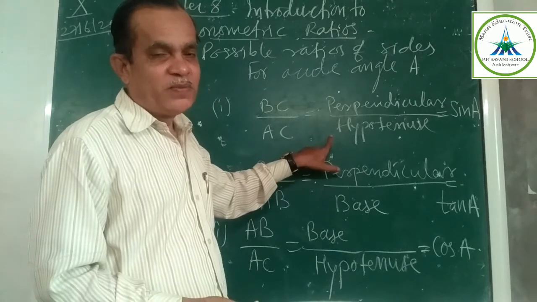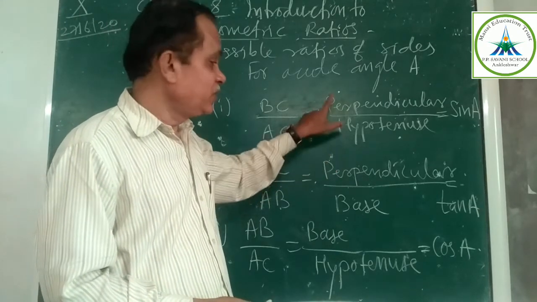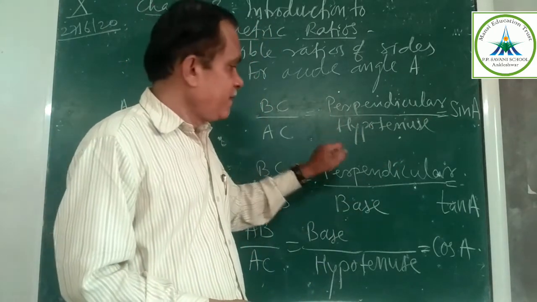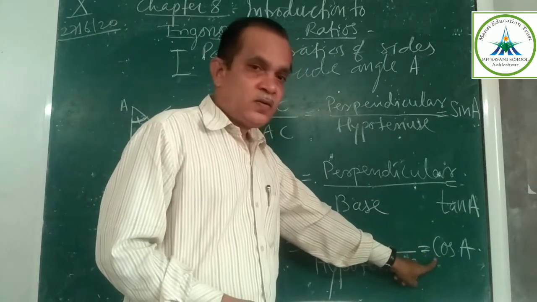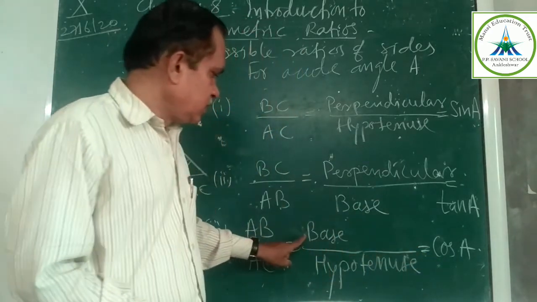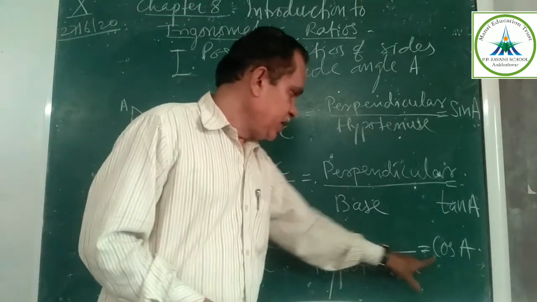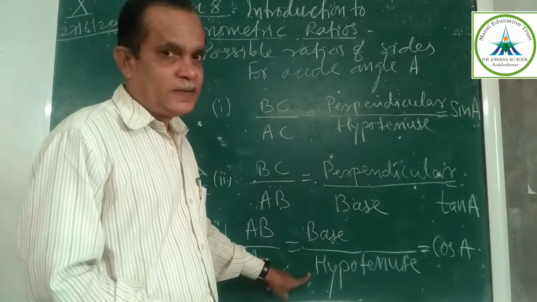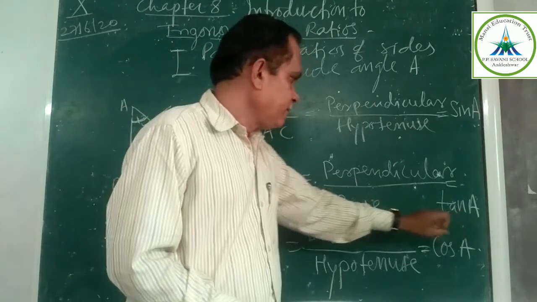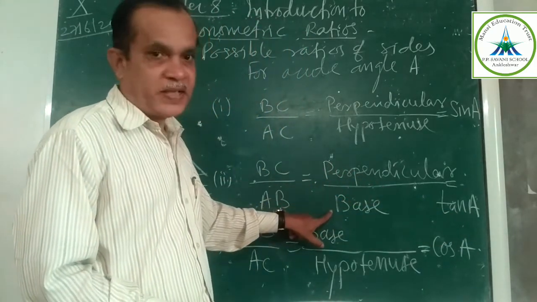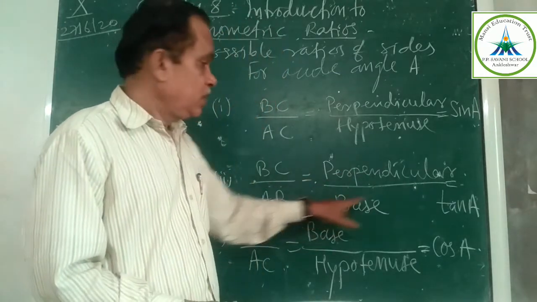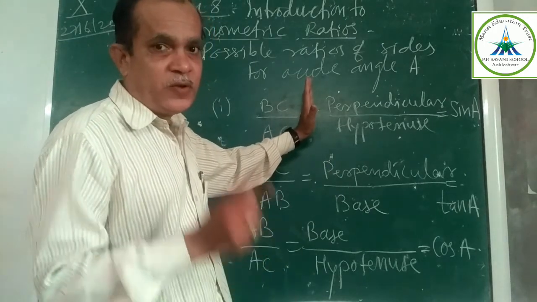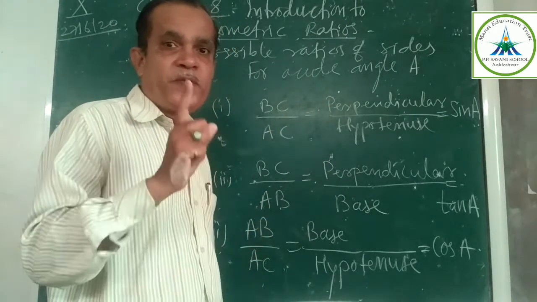Look now, I am going to make one funny, interesting sentence from these three ratios. S, P, H. Cos A, base upon hypotenuse. C, B, H. Right? And third, tan A equal to perpendicular upon base. T, P, B. I am making just one common sentence for all these three ratios to remember very easily.